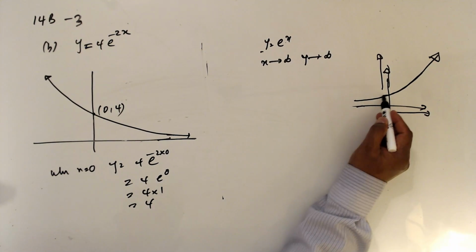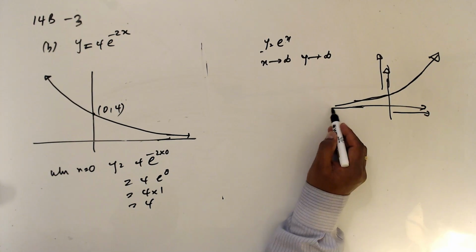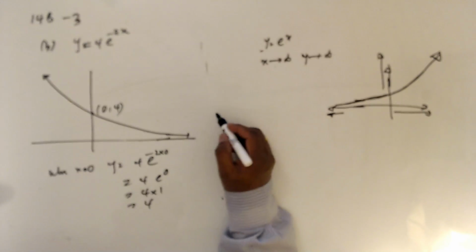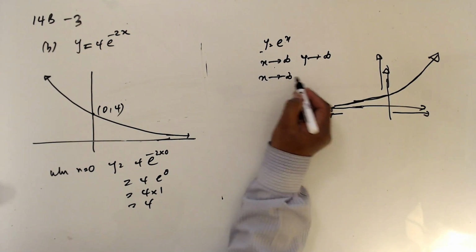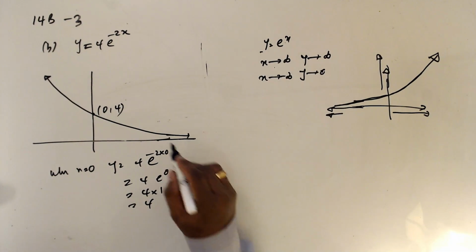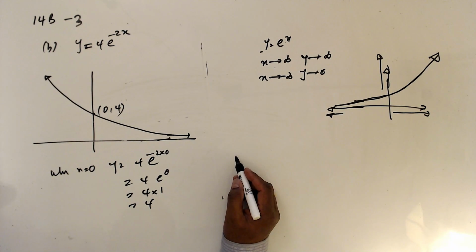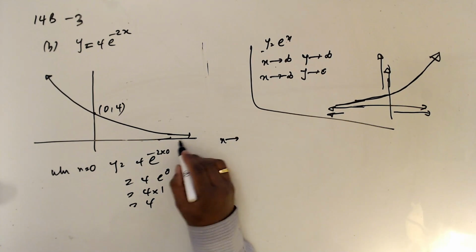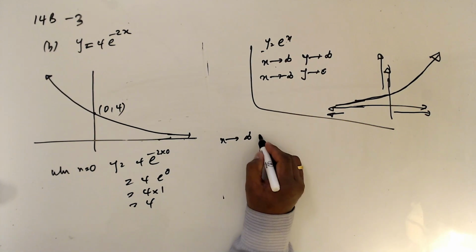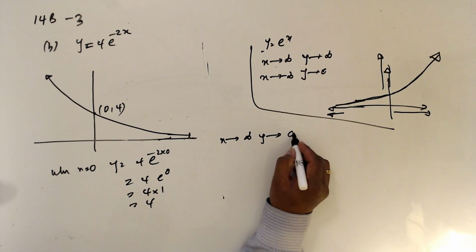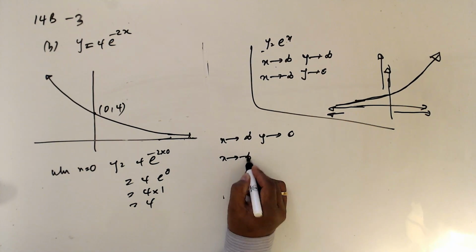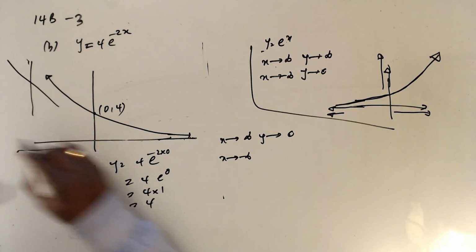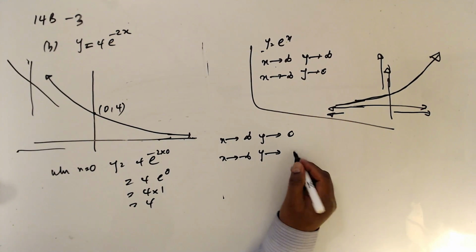Now, when x goes to negative infinity, this direction, what will happen to the y value? y goes to 0. Likewise, what will happen to this graph? When x goes to positive infinity, y goes to 0. And when x goes to negative infinity, going to this side, y goes to positive infinity.